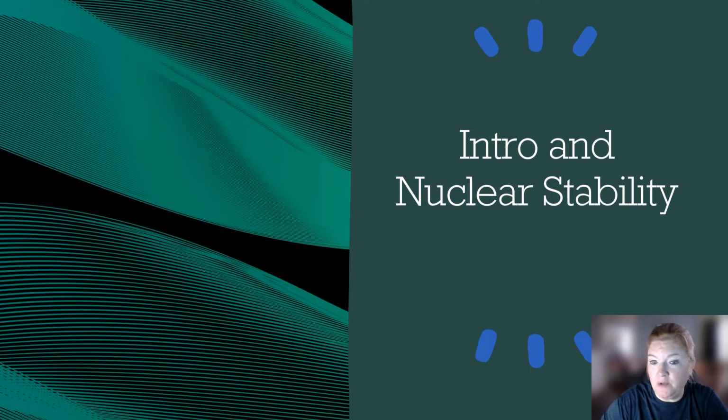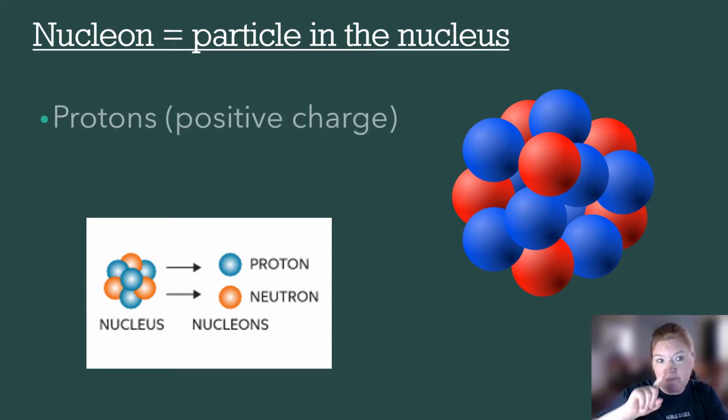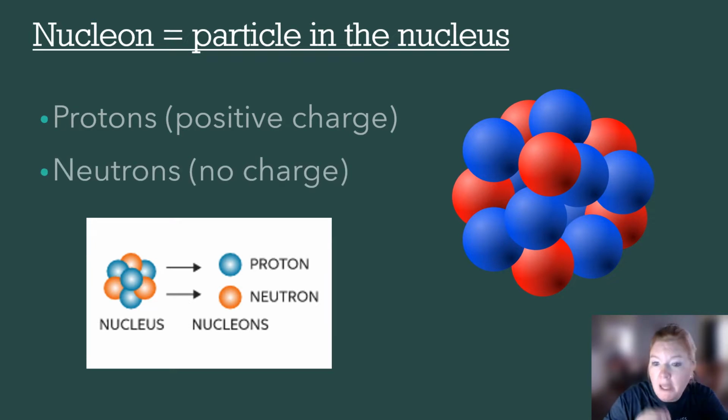Okay, we're going to introduce nuclear chemistry and talk a little bit about nuclear stability. A term that maybe you haven't heard before is nucleon. A nucleon is a particle that we find in the nucleus. So two options: protons with a positive charge, neutrons with no charge. Both are nucleons. So a proton is a nucleon and a neutron is a nucleon. Nucleon means, hey, this is a particle that's found in the nucleus.